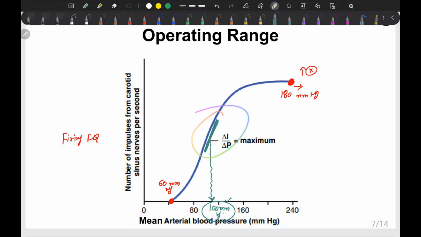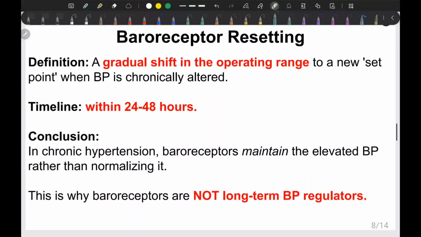Now I'll discuss something called baroreceptor resetting, which is very simple. If your BP is chronically elevated, there will be a gradual shift in the operating range, and now your baroreceptor has a new set point, because it will happen after 24 to 48 hours. So whenever your BP is chronically elevated for 24 to 48 hours, there will be baroreceptor resetting. And what will happen? The conclusion is that in chronic hypertension, the baroreceptor will maintain your elevated blood pressure rather than normalizing it, because of the phenomenon of baroreceptor resetting.